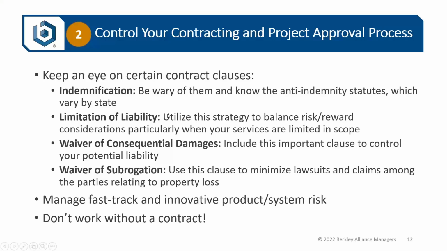Limitations of liability are an excellent risk management strategy that can balance risk-reward considerations, particularly when your services are limited in scope. Waiver of consequential damages has become an industry standard clause. It's a very significant and important limitation of liability. It has been part of the AIA document since 1997 and was actually driven by the construction industry due to a very bad claim against a well-established general contractor on a casino project that was assessed something like $30 million in damages due to lost revenue for a casino that was delivered 1 month late.